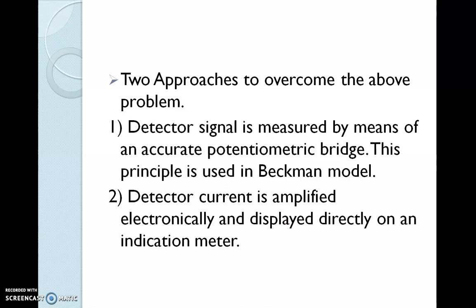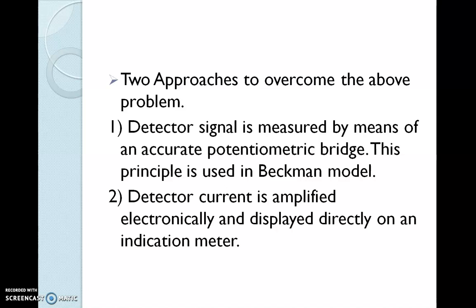First, the detector signal may be measured by means of an accurate potentiometric bridge. A reverse signal is controlled by a precision potentiometer until a sensitive galvanometer shows that it exactly balances the detector signal and no current flows through the galvanometer.